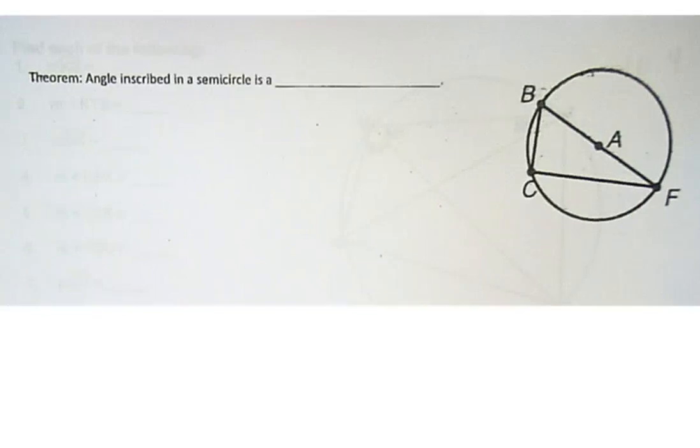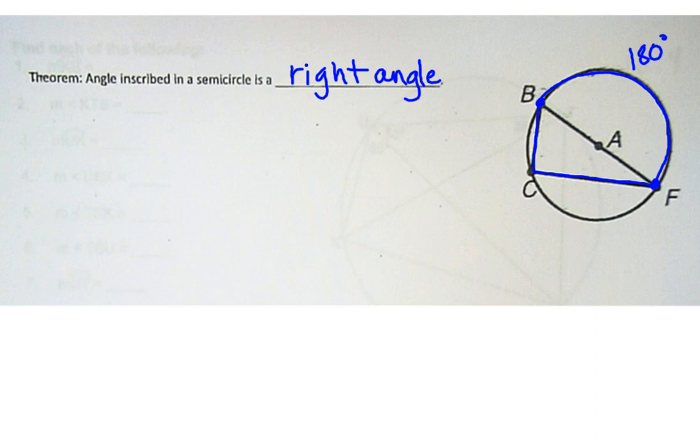This theorem says an angle inscribed in a semicircle has to be a right angle. Let's talk about why that is. If I look at this angle right here, inscribed in the semicircle, if you follow the ends, that's a semicircle. What's the measure of a semicircle? Well, it's 180 degrees. If you take half of 180 degrees, that leaves you with that right angle.